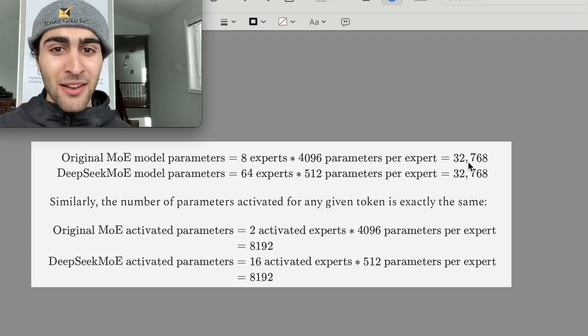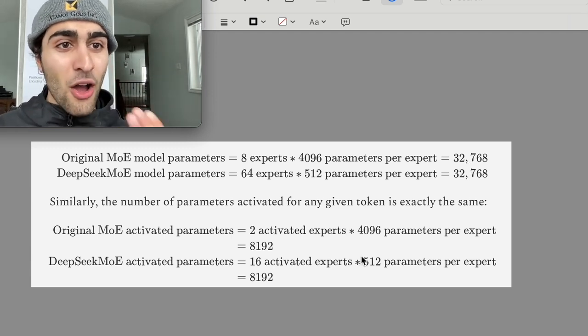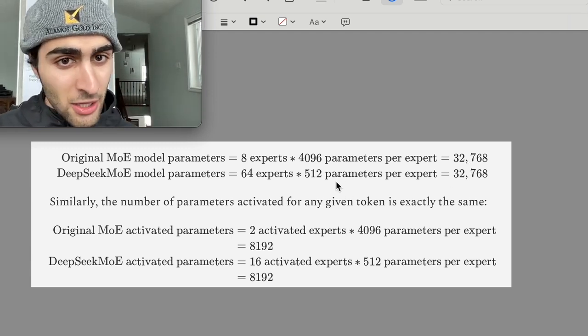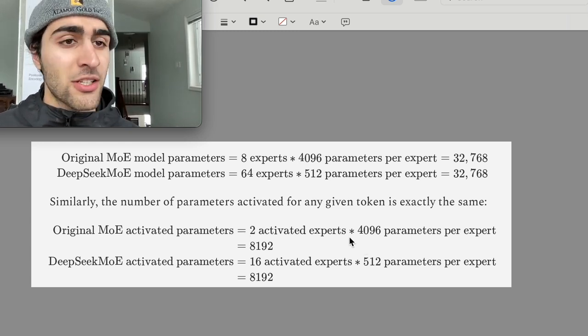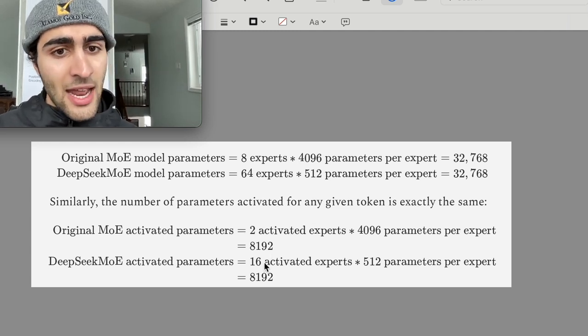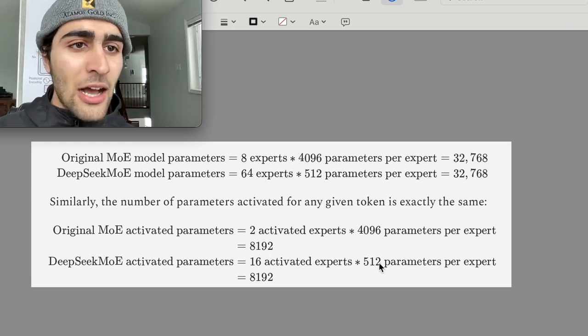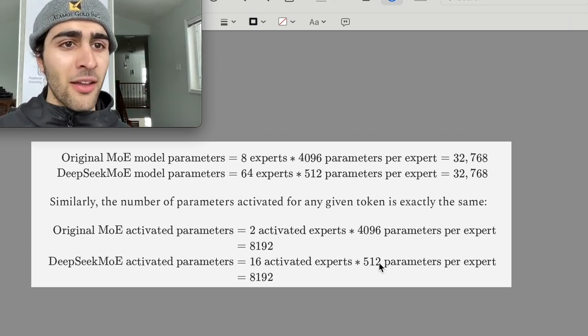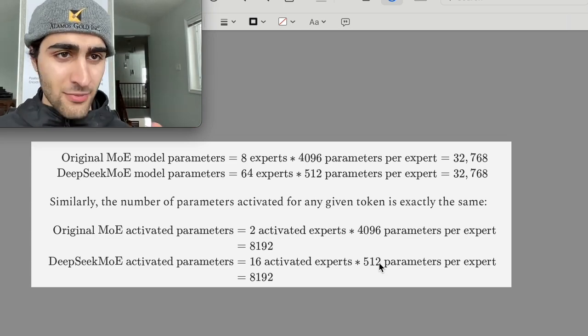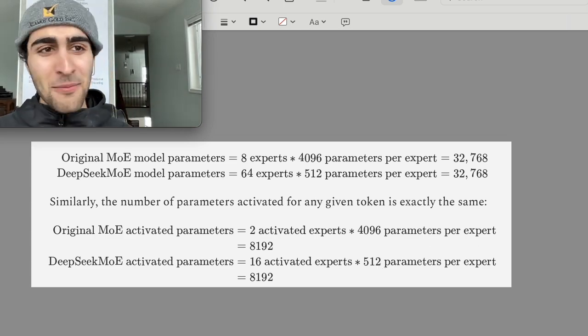And once again, the total activated number of parameters remains the same. So not only does the number of parameters per expert remain the same, but when we activate 2 experts, we get 2 times 4,096, so 8,192, and 16 times 512, also 8,192. This is mind-blowing stuff, and it's so simple. So this is why you shouldn't think that there's some very obscure mathematics happening in these models. That is sometimes the case, but sometimes we're lucky and it isn't.